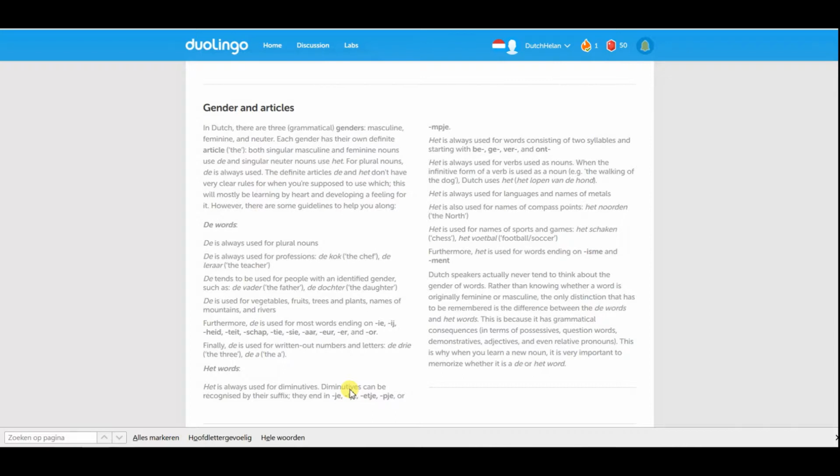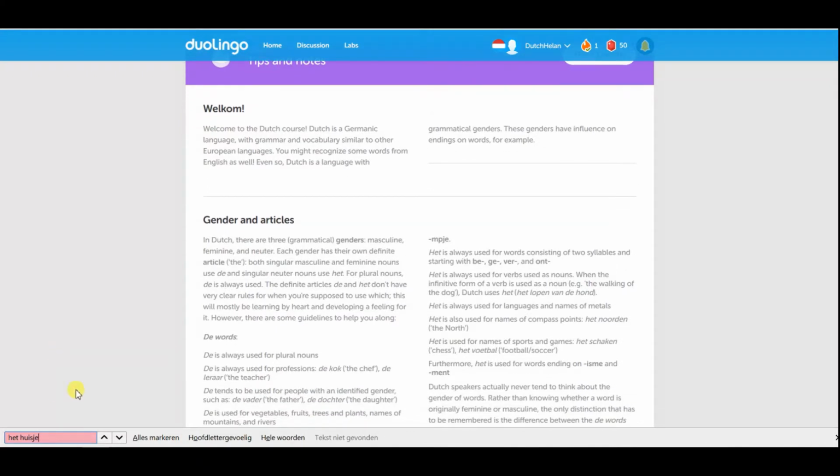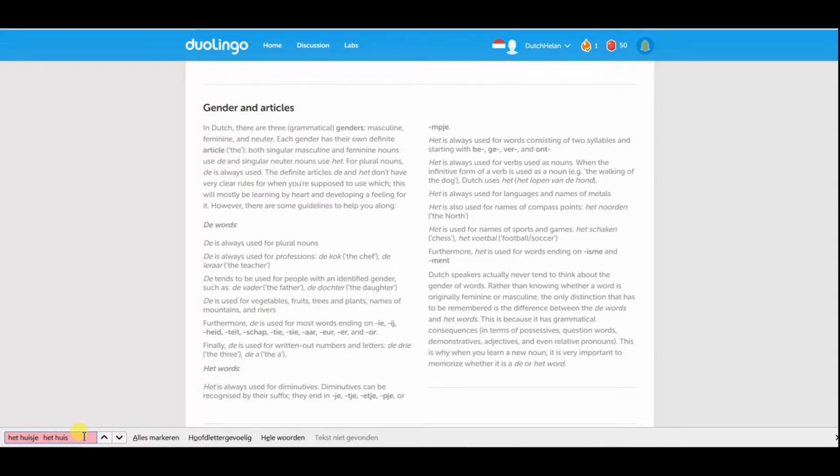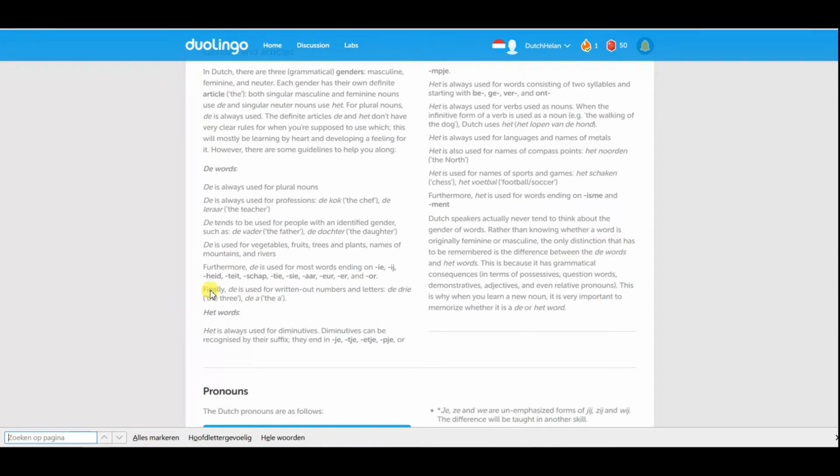For example, the one I gave before, like the house, het huis. But if you say het huisje, de huizen, the reason it's de is because it's plural, de huizen. Normally it's just het huis, and because it's normally already het, maybe this is not the best example.